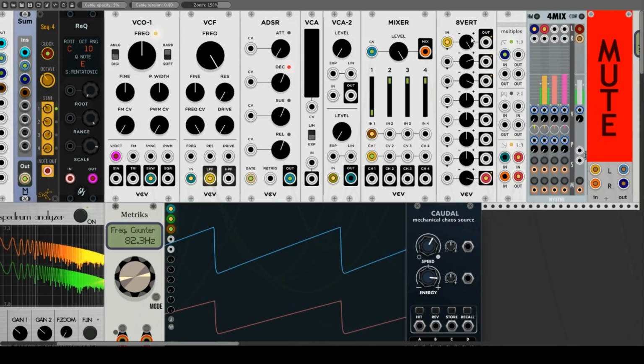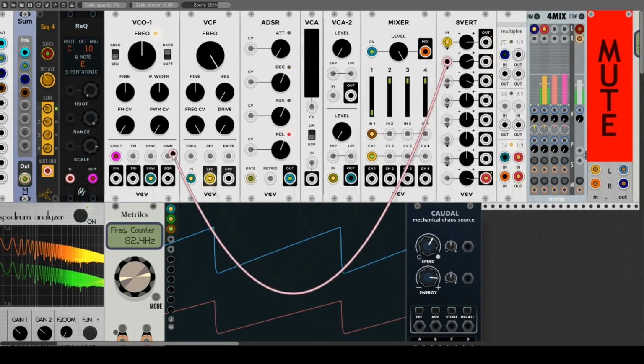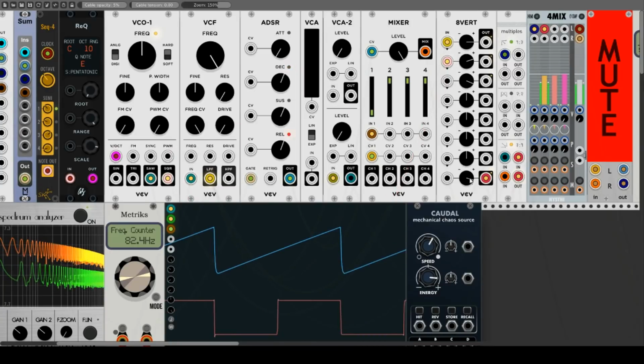I really like this module, but I would like CV input jacks for the controls. As always, the fundamentals are solid and reliable modules that you can't go wrong with and are easy to use, especially for beginners.